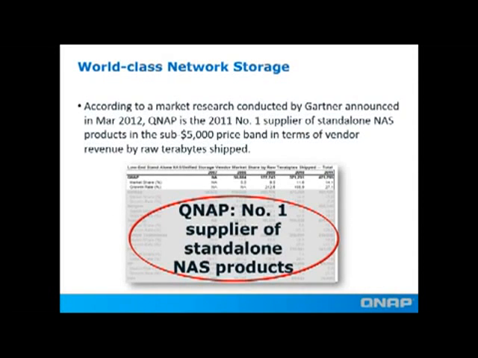Some of you, before joining this webinar, may have heard of QNAP because we are very famous for our network attached storage. If you are looking at the price band of under $5,000, it's very easy to find QNAP because we are the #1 seller based on the raw terabytes shipped. So that is our main focus, network storage. But we also use this technology to build the security standalone Linux server.